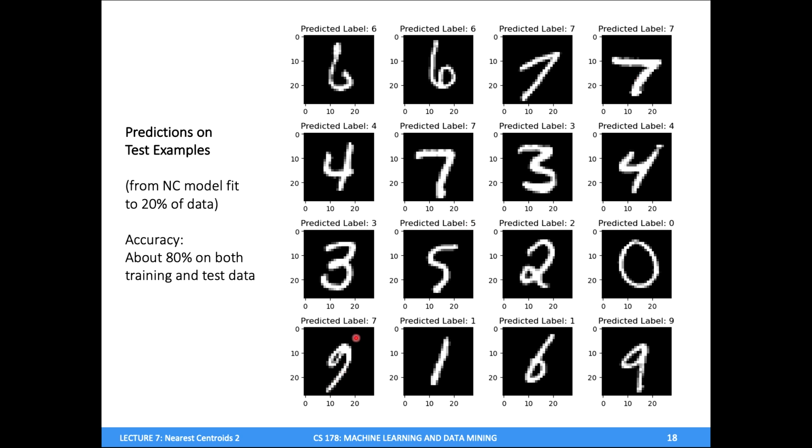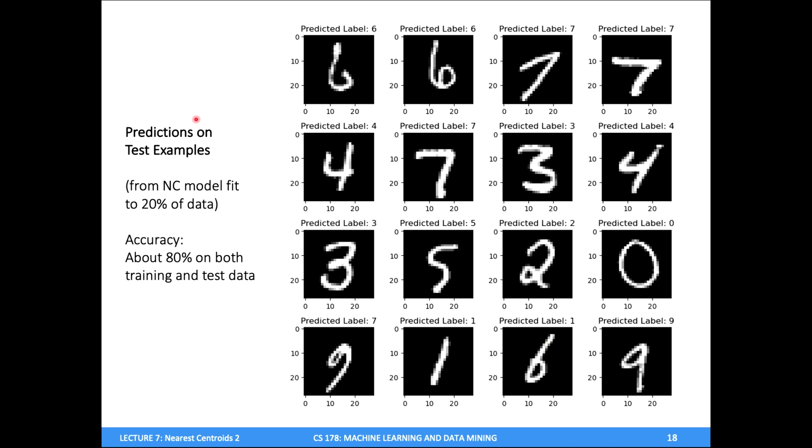So for example, in this bottom left here, this is an image of probably a 9, but the classifier predicts this as a 7. So as you can see, it's pretty hard to do these classifications, even for a person sometimes. And you can see why a classifier might mistakenly label this as a 7. Same thing here, this gets predicted as a 1, even though it's probably a 6.